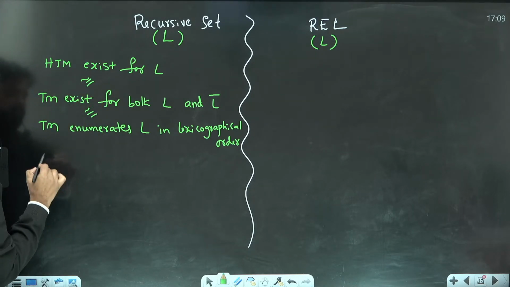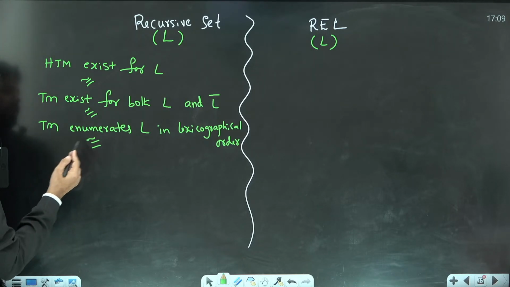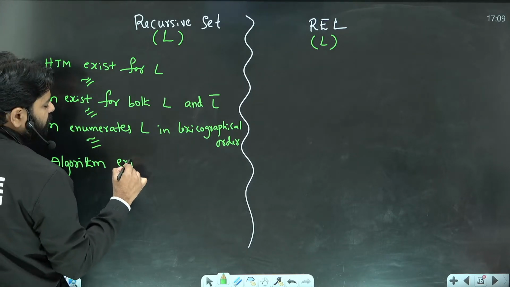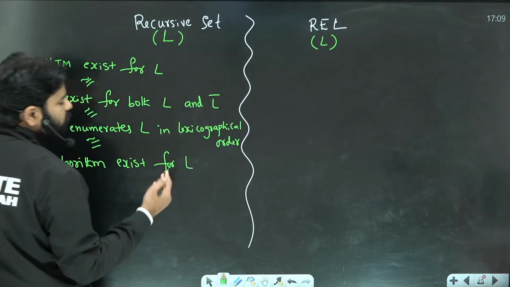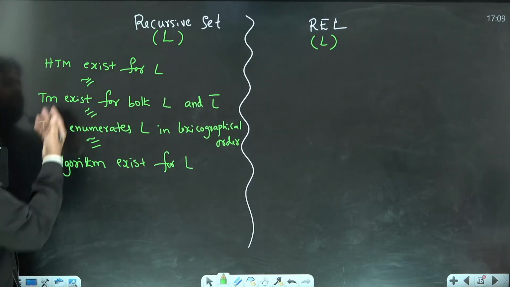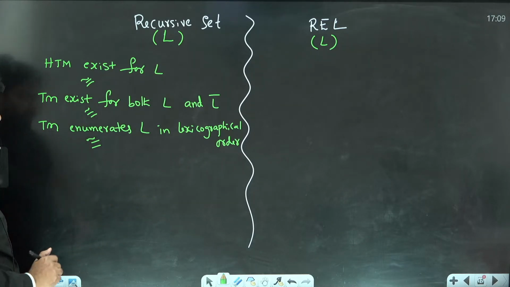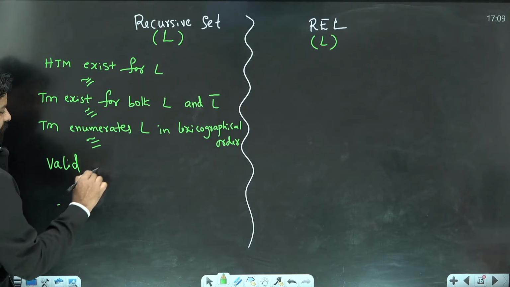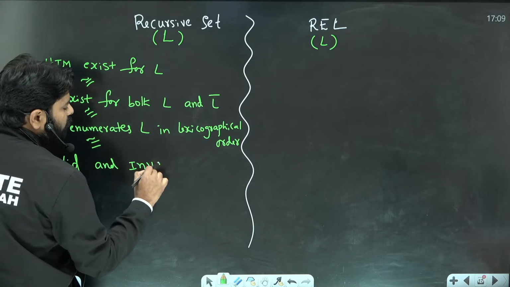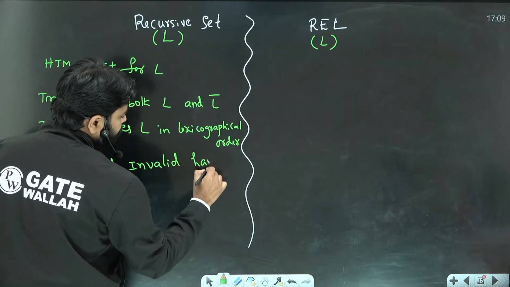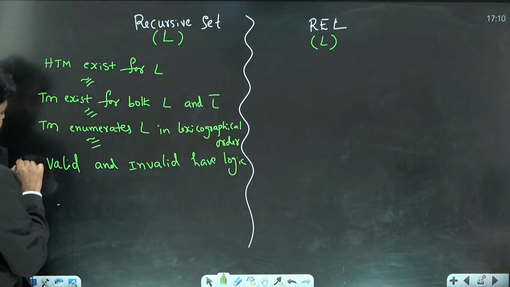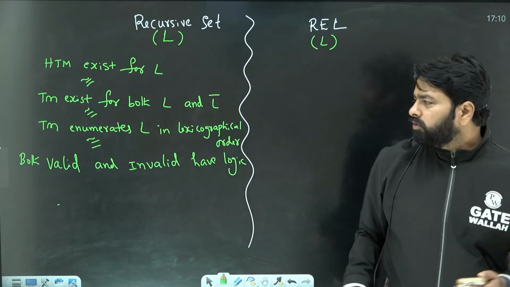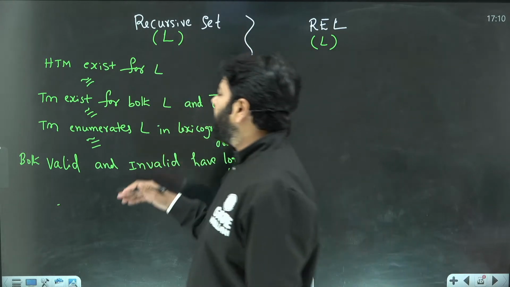When we say L is recursive, you may say indirectly some algorithm exists for L. Of course, in the problems we say algorithm; here we say the halting TM. So halting TM is indirectly called an algorithm here. Valid and invalid members both have logic. So these are the important definitions for recursive, also called decidable.